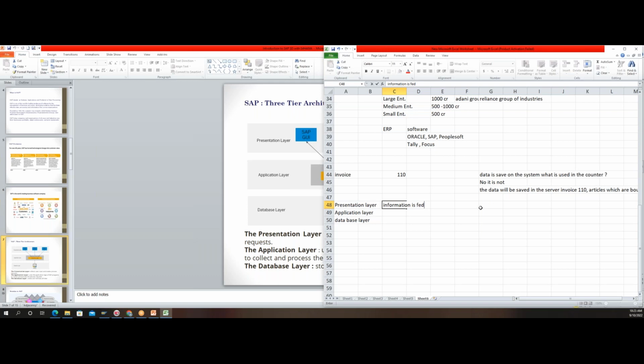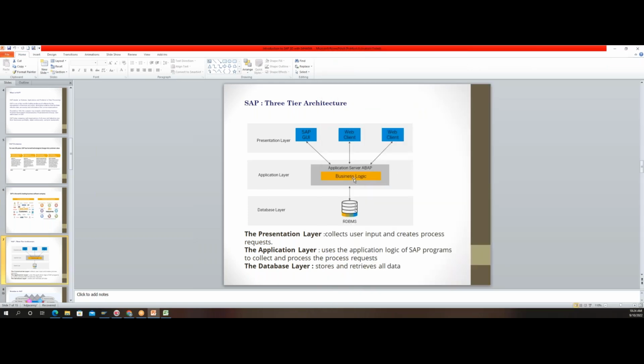You have to save the invoice. Now, when you click on a save button, how will system understand that it has to save? So there are predefined logics which are available at application layer.